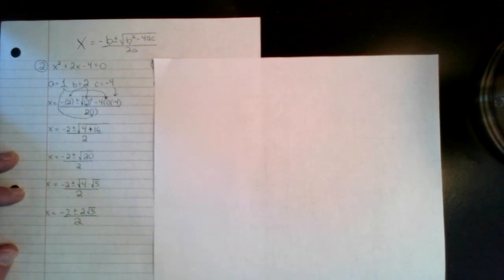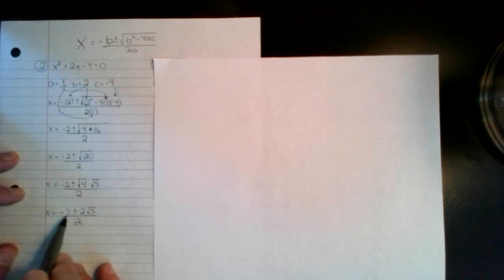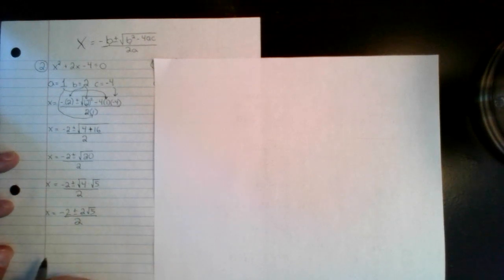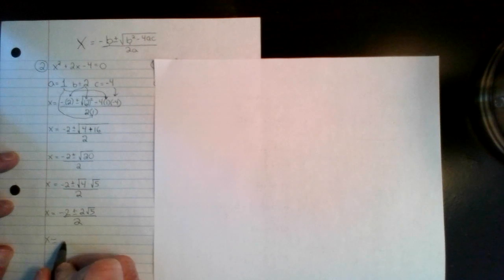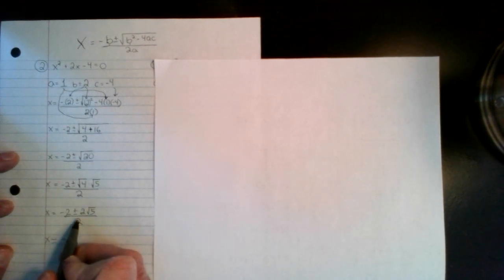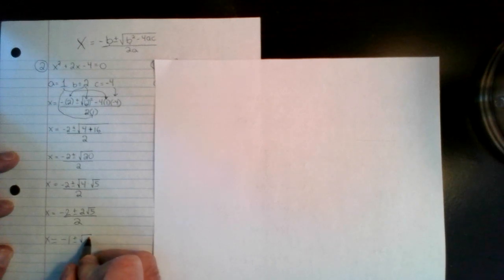I said last step the last time, but this is actually going to be the last step. So now we're just going to divide. Remember, we treat this as negative 2 over 2, and then 2 radical 5 over 2. So they share that denominator. So last step is we just simplify it. Negative 2 divided by 2 gives us a negative 1, plus or minus 2 divided by 2 gives us a radical 5. So our x-intercepts are negative 1 plus or minus radical 5.